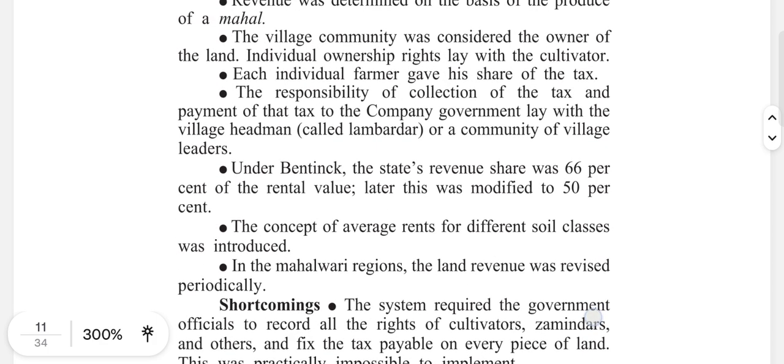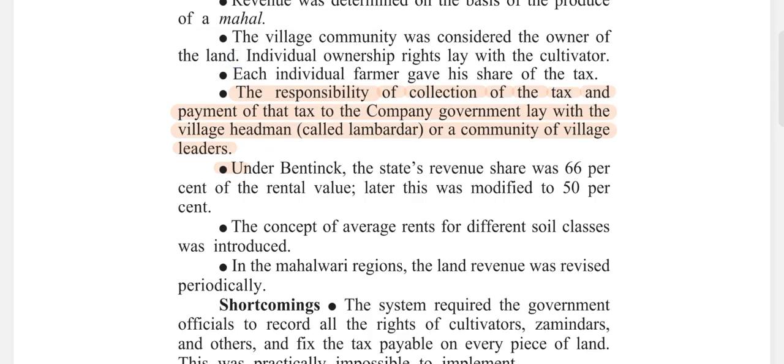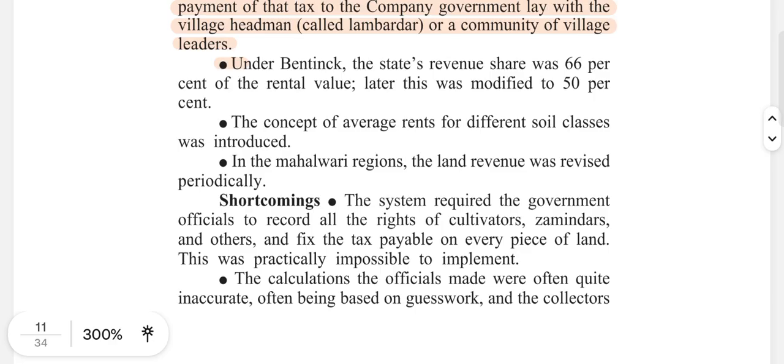Under Bentinck, the state's revenue share was 66% of the rental value. Later, this was modified to 50%. The concept of average rents for different soil classes was introduced. In the Mahalwari regions, the land revenue was revised periodically.